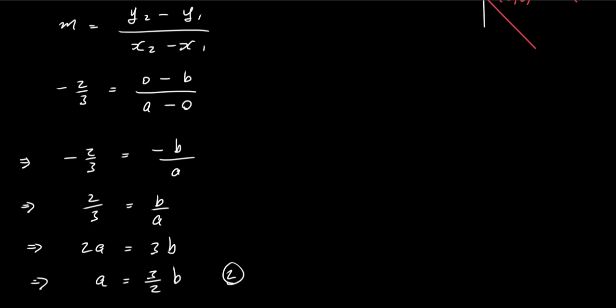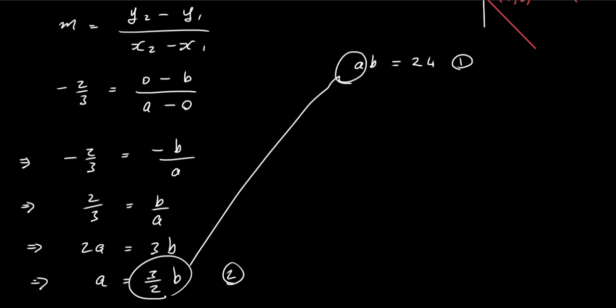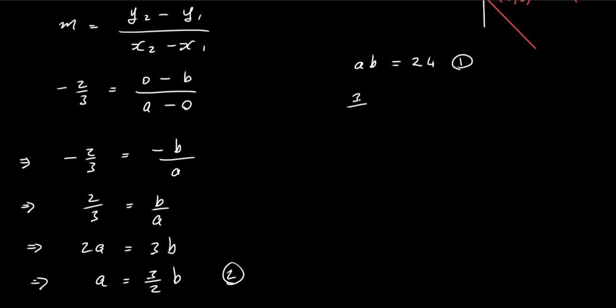And remember, the first equation was ab is equal to 24. This is my first equation. So what I'm going to do is substitute a in here. I'm going to substitute that in here. So (3/2)b times b is equal to 24. Or let's see, 3b squared is equal to 48. b squared is equal to 48 divided by 3, which is 16. And then b can be plus or minus 4.